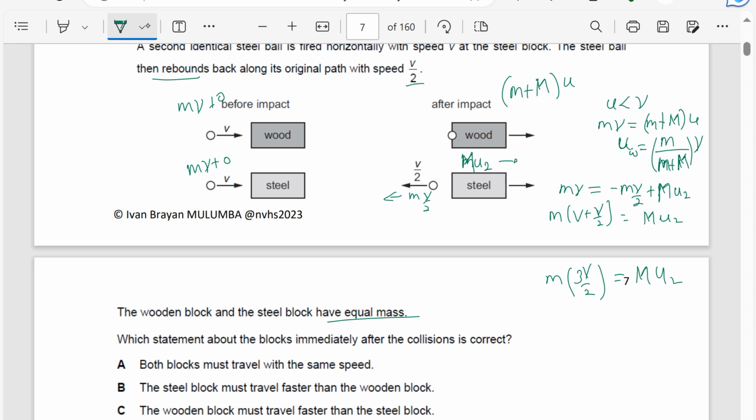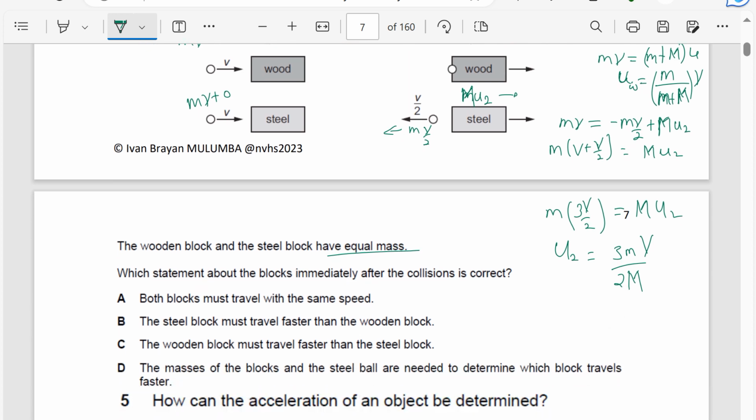So when I make u2 the subject, u2 is going to be equal to 3 m v divided by 2 capital M. I just divided both sides by capital M. So that will be u2. Now compare u2, or u for the steel. Maybe I'll use S for steel.